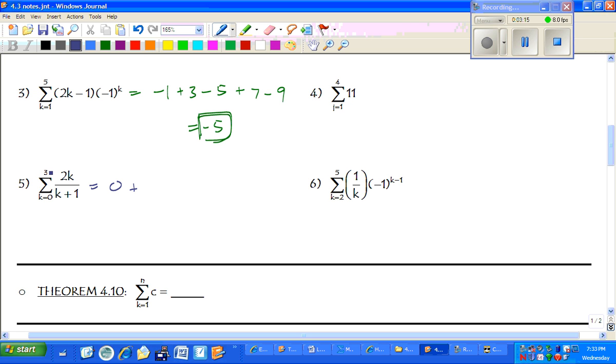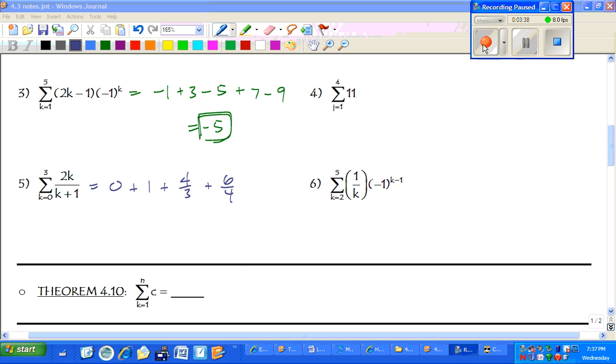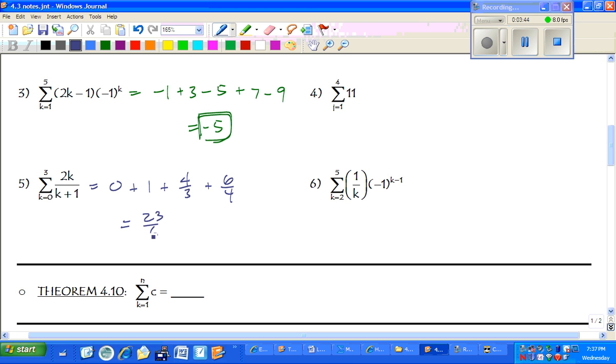It doesn't tell us how many terms there are. It's the last term that we're doing. So from 0 up to 3. If we put 1 in, we get 2 over 2. If we put 2 in, we get 4 over 3. And if we put 3 in, we get 6 over 4. If we go ahead and add those up, we should get 23/6.